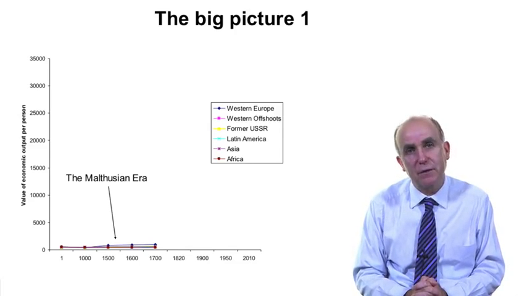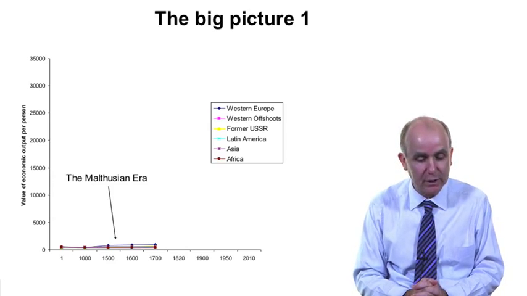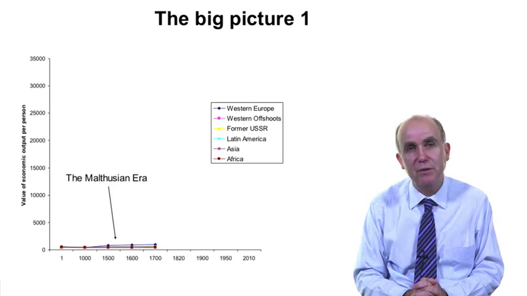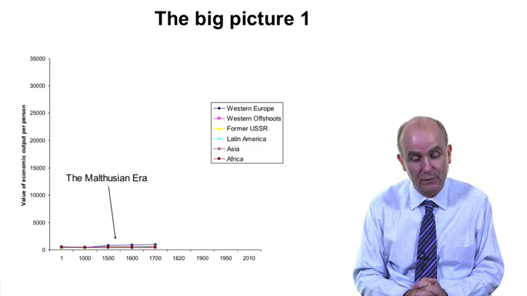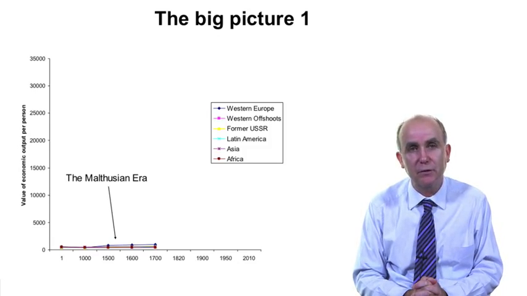The graph shows data for 6 main regions in the world: Western Europe, what are called the Western offshoots, countries like the US, Canada, Australia, New Zealand, the former USSR, Latin America, Asia and Africa. And I've shown a period of history from the year 1 up to the year 1700. You can see in terms of the scale of the graph, living standards are relatively low and relatively uniform between different regions in the world. This is a period in history that's often referred to as the Malthusian era.